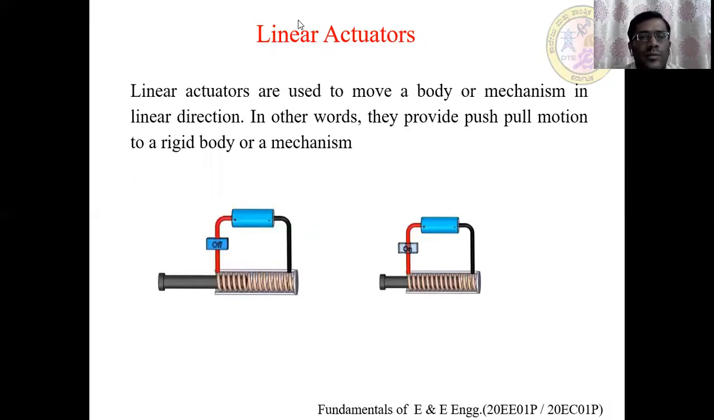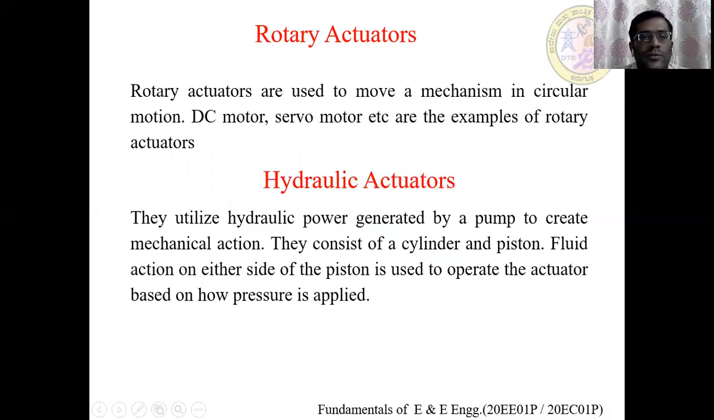Linear actuators are used to move a body or the mechanism in linear direction. In other words, we can say they provide push-pull motion to a rigid body or a mechanism. This is a simple linear actuator, or you can say a relay, and how it moves in linear direction. Rotary actuators are used to move a mechanism in circular motion. DC motors and servo motors are the best examples of rotary actuators.